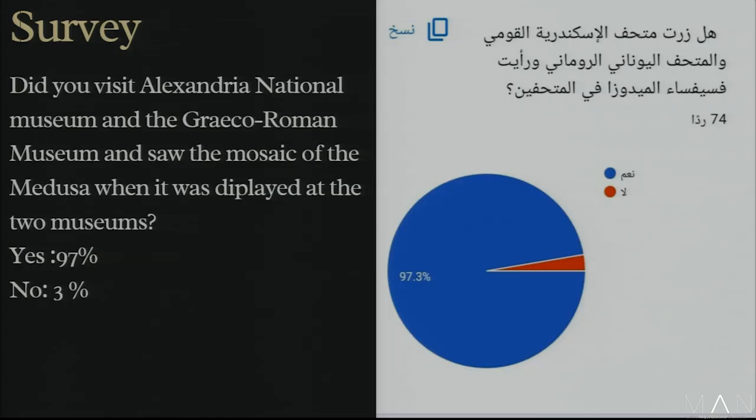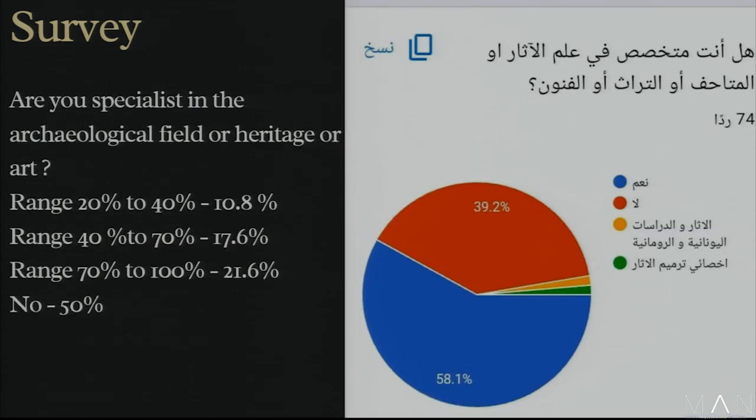As evidence of the effectiveness of using simulation to showcase the triclinium and mosaic, a survey was conducted among museum visitors regarding the display of the mosaic of Medusa between Alexandria National Museum and Greco-Roman Museum. We first asked them, did you visit Alexandria National Museum and Greco-Roman Museum and see the mosaic of the Medusa when it was displayed at the two museums? 97% responded yes.